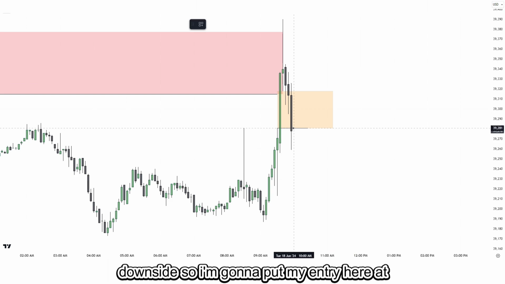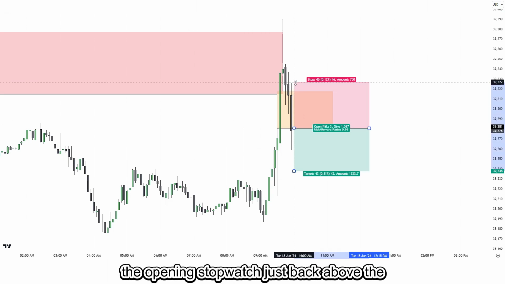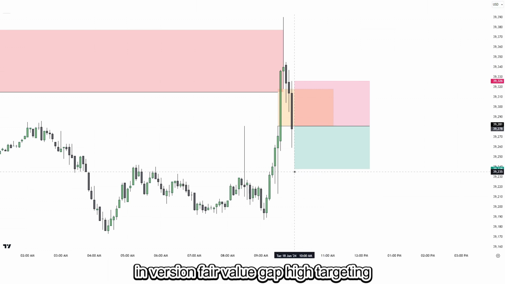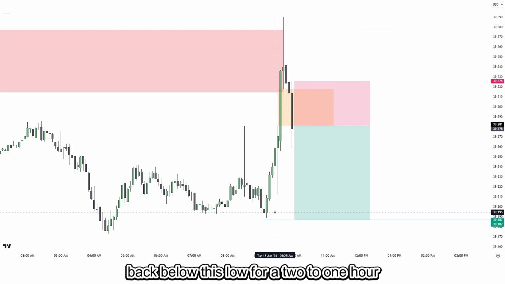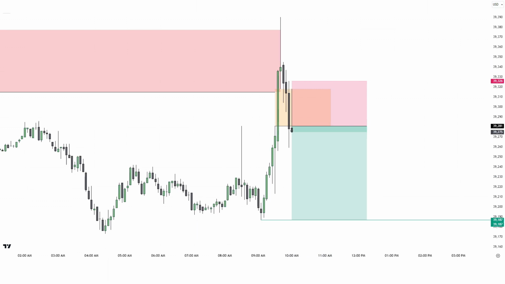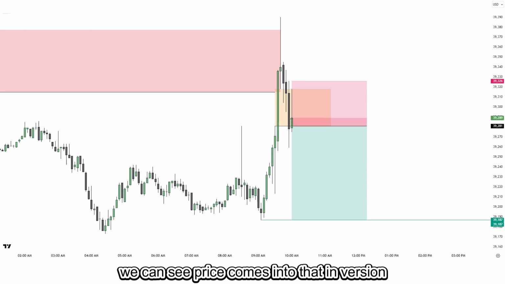So I'm going to put my entry here at the opening. Stop loss just back above the inversion fair value gap high, targeting back below this low for a 2-to-1 R. Let's see how this plays out. We can see price comes into that inversion fair value gap.